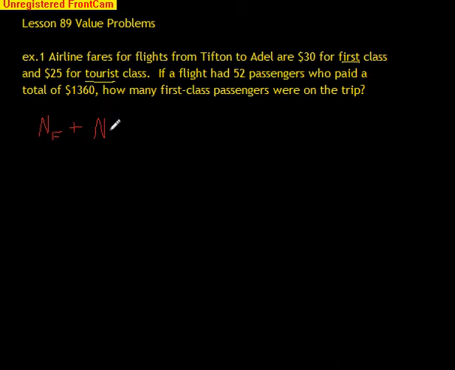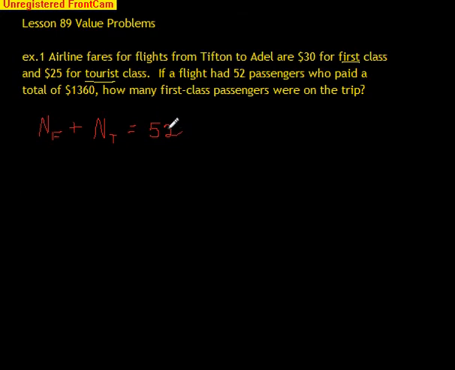Now this is our one that just has to do with how many tickets were sold. This has nothing to do with the fact that there's $30 for first class and $25 for tourist class. Remember, this is just the number of people on the flight or the number of tickets that are sold. So if a flight had 52 passengers who paid a total of $1,360, how many first class? So we know that the number of first class passengers plus the number of tourist class passengers, that's just the number, like how many nickels and dimes you have. We're just talking about how many people we had, was 52.